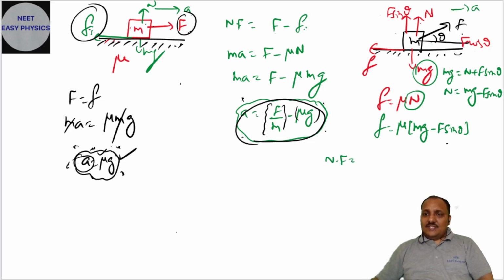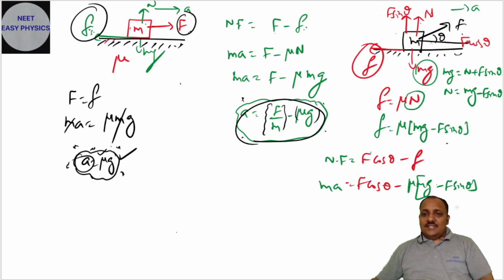Net force is equal to, what is the applied force on the right side? F cos theta. Left side force? Small f. So F cos theta minus, what is small f here? Mu times (mg minus F sin theta). This is going to be the net force. Now, what is the net acceleration? We have to expand this. a is equal to F cos theta by m minus mu by m into (mg minus F sin theta). Correct? So like this we can write.